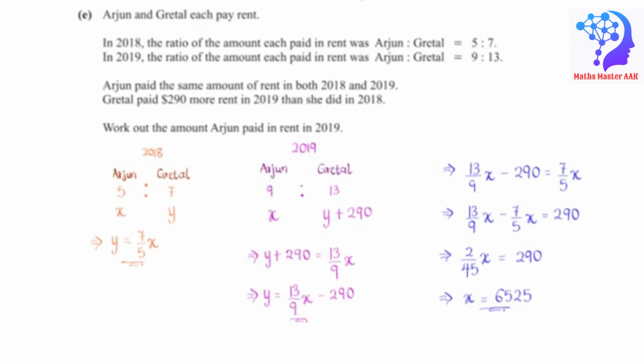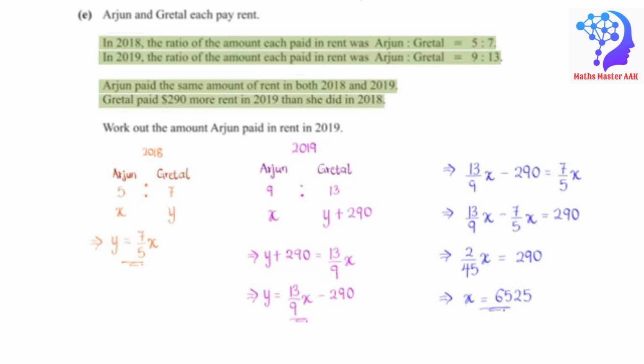Arjun and Gretel each pay rent. In 2018, the ratio of the amount each paid in rent was Arjun is to Gretel is equal to 5:7. In 2019, the ratio of the amount each paid in rent was Arjun is to Gretel equals 9:13. Arjun paid the same amount of rent in both 2018 and 2019. Gretel paid $290 more rent in 2019 than she did in 2018. Work out the amount Arjun paid in rent in 2019.